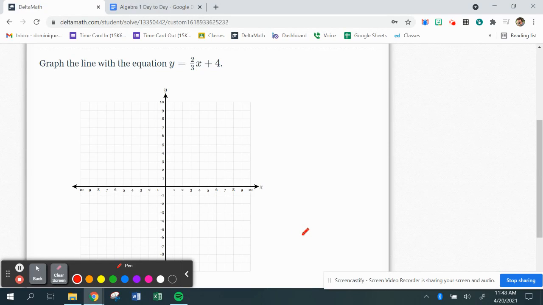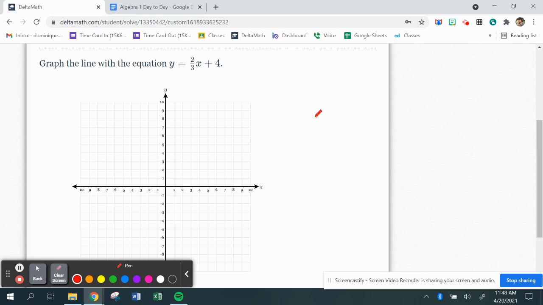Hey everyone, so we're going to continue our graphing lines unit. We're going to take a look at equations where our slope is already a fraction. Okay, so in this question it says graph the line with the equation y equals 2 over 3x plus 4.